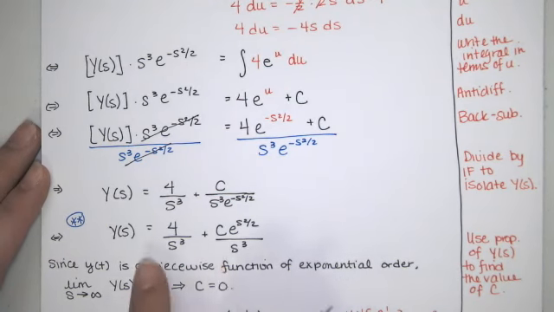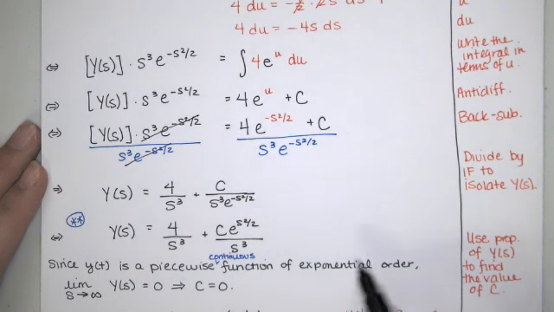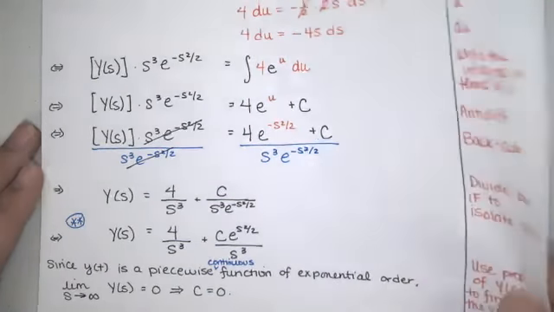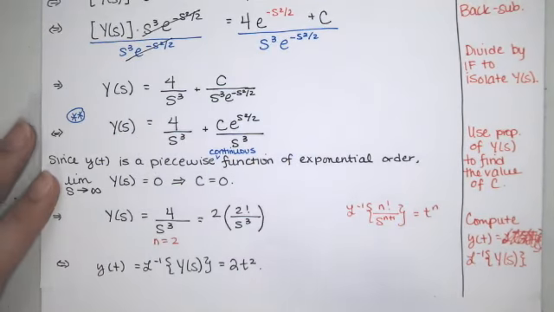Sometimes you're going to end up with terms in y of s that don't satisfy this condition. As s goes to infinity, y of s is supposed to go to 0 if little y of t is a piecewise continuous function of exponential order. So we said, okay, if we are assuming that y of t is a piecewise continuous function of exponential order, then this limit is supposed to be 0, which means that this term has to be 0, which means that c has to be 0. So we use that fact to get c equals 0, and then we do what we always do.